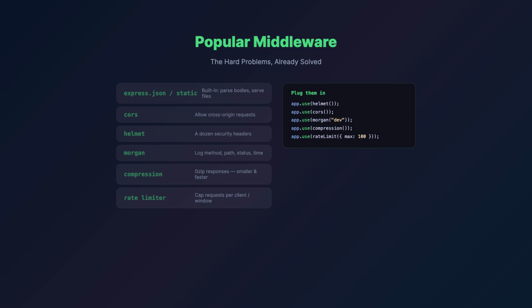You install them with npm, then plug each one in with app.use. A few lines, and your API has logging, security, and abuse protection. This is the power of middleware. The hard problems are already solved. You just compose the pieces.